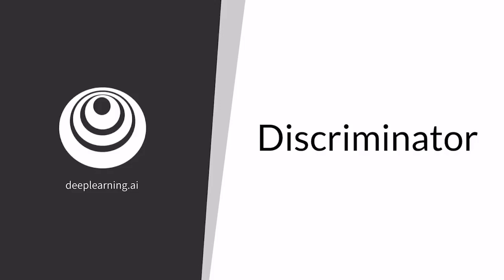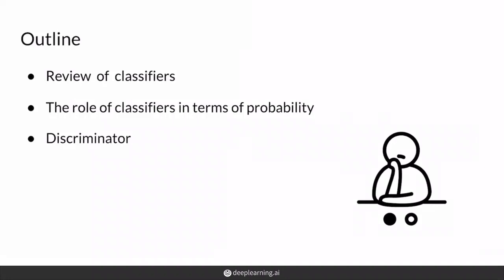So GANs are composed of two models, the discriminator and the generator. In this video, I'll show you first how the discriminator works. The discriminator is a type of classifier, so I'll start with a refresher on what that is. Then you'll see in probabilistic terms what classifiers learn to model. And at the end of this video, I'll show you how it all translates to the GANs discriminator.